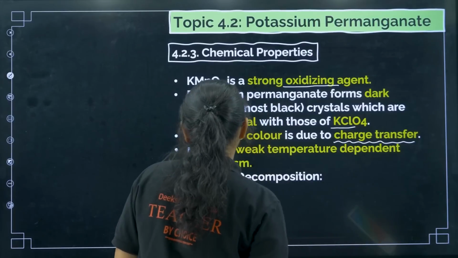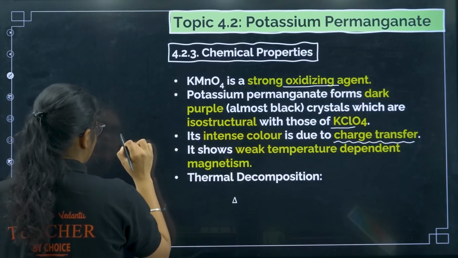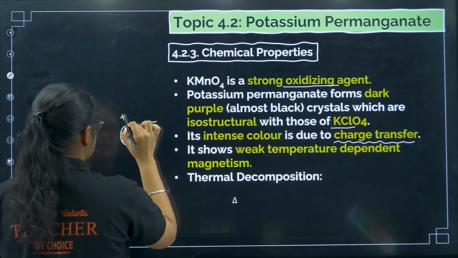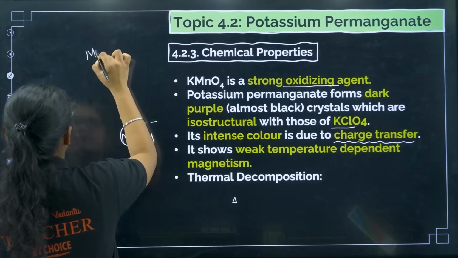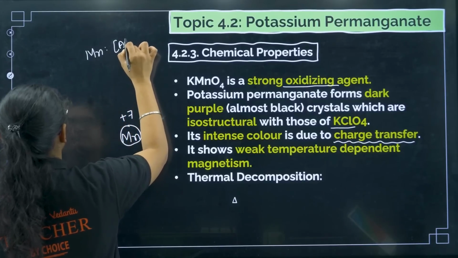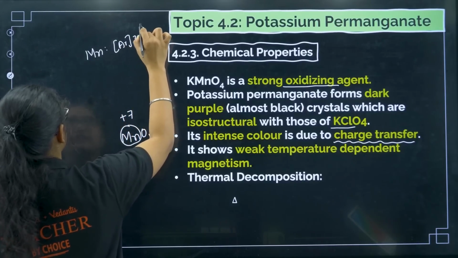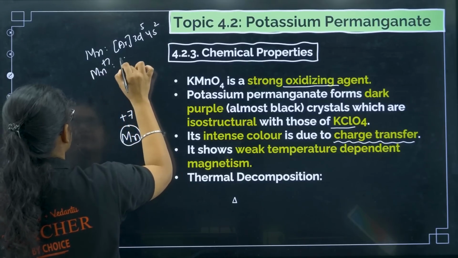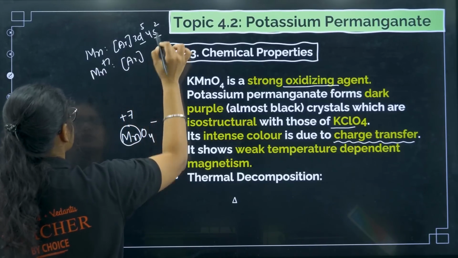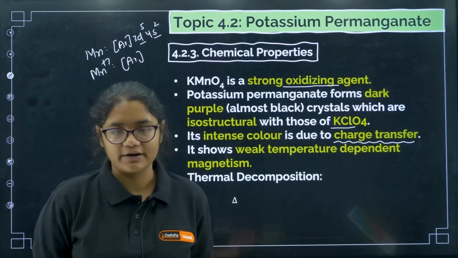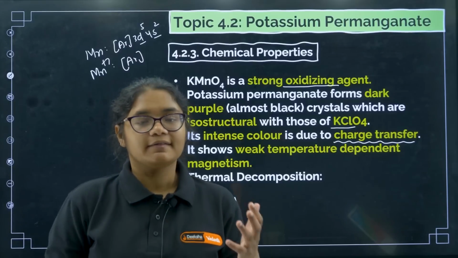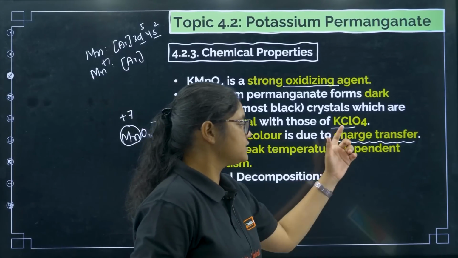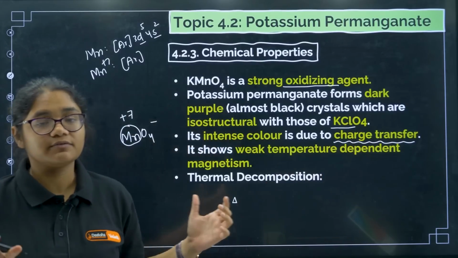Now here a very important question arises. If you see the permanganate ion, MnO4 minus, the manganese oxidation state is +7. What is the electronic configuration of manganese? Argon 3d5 4s2. If I have manganese in +7 state, then it is only argon, right? So there are no d electrons. If there are no d electrons, there won't be any dd transition, there won't be any color, but still it is so bright in color, and that is only because of charge transfer and not because of dd transition.